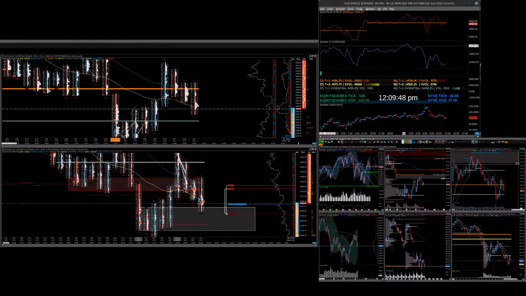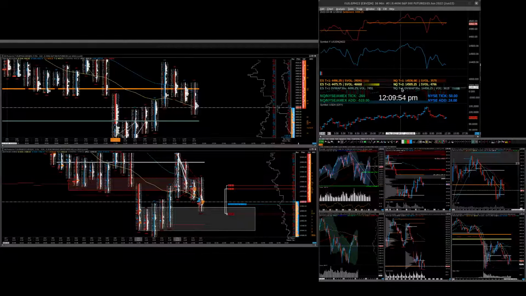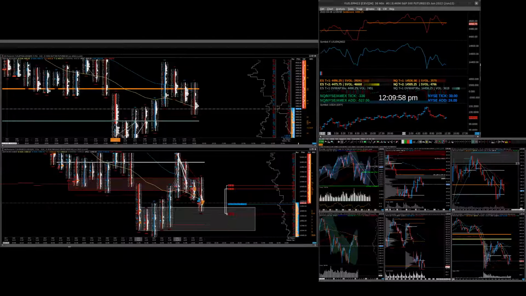Choppity chop. More volume down there, right above this breakout area. So interesting.